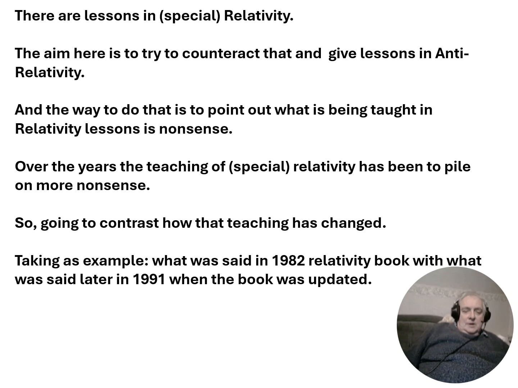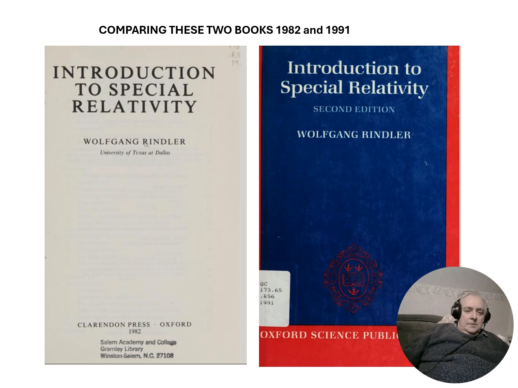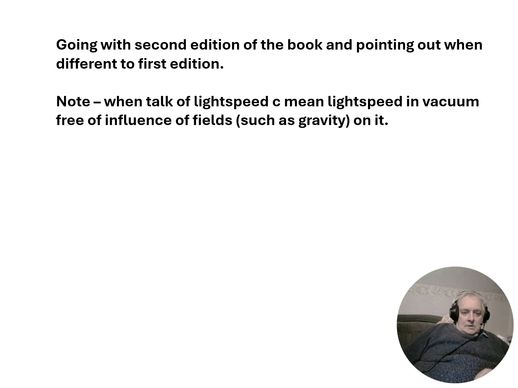Taking an example is a relativity book from 1982, which got updated in 1991. This is the book Introduction to Special Relativity by Wolfgang Rindler, and you're supposed to be able to learn relativity from this book, presumably after you've studied classical physics and so forth. So going with the second edition of the book and pointing out when it's different to the first edition.